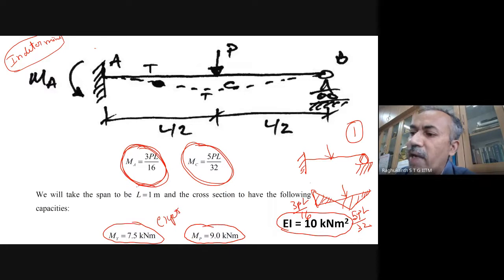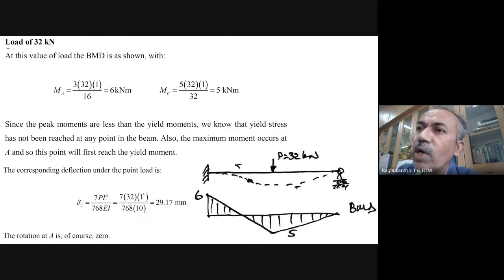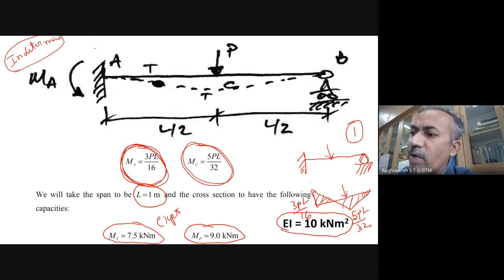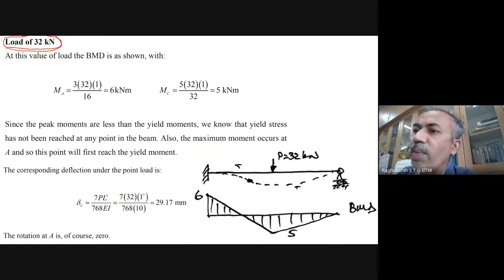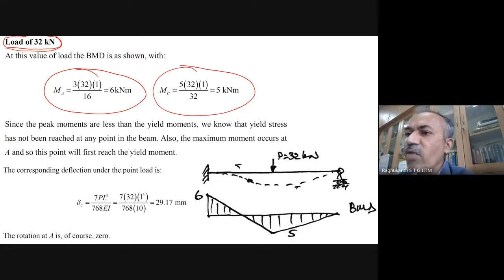Okay, and let us say the span is 1 meter. So this also we take, and then let us see how this beam is going to collapse actually. Now let us say the load is 32 kilonewtons. Very small, 32 kilonewtons is the load. So now when the load is 32, you substitute in these expressions, you know how to calculate from your structural analysis. So 3 PL by 16, substitute. So this is the bending moment at A, and this is the bending moment at C, 6 and 5 actually.